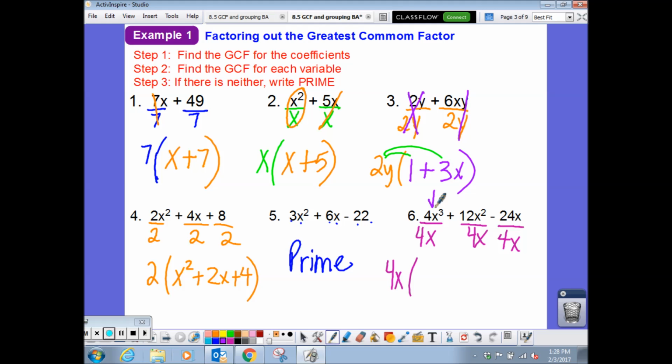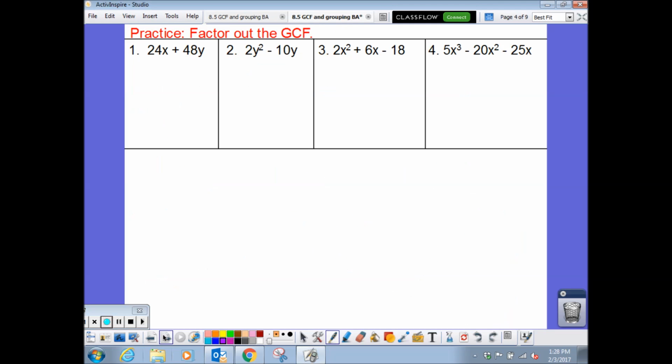So in this first term, 4 divided by 4 is 1. I have x cubed and x. If I subtract those, that leaves me with x squared. Okay, plus 12 divided by 4 is 3. I have x squared up top, x on the bottom. That leaves me with an x. Minus 24 divided by 4 is 6. And those x's cancel out. Next time, we're going to actually have to factor what's left in here. But for today, if you have a trinomial left, you're just going to leave it like that.